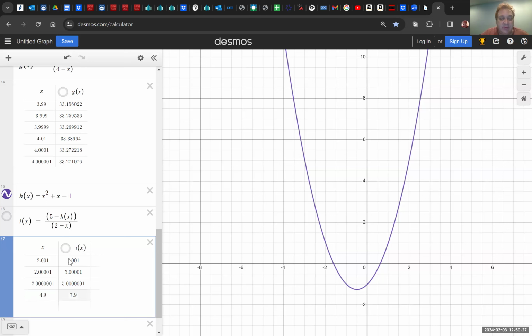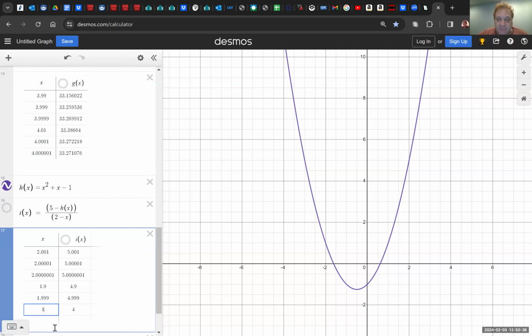Let's use a few numbers that are smaller than 2. Smaller than 2 would be 1.9, and then 1.999. And for most folks, they're starting to see a pattern already. It's getting closer and closer to 5, both from bigger numbers on the right side and from smaller numbers on the left side. So we would conclude that apparently the instantaneous rate of change is somewhere right around 5. So these are some examples of how to find the instantaneous rate of change.